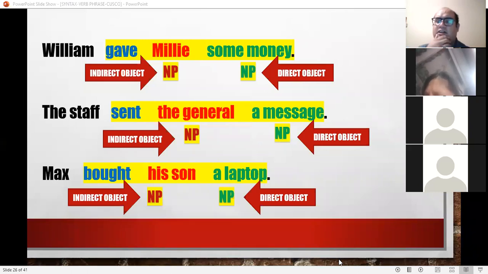Okay, so don't forget it. Here we are going to place first the indirect object and then the direct object. This is the normal position, yeah? This is the normal position when we have the two objects. First, indirect, and then the direct object.